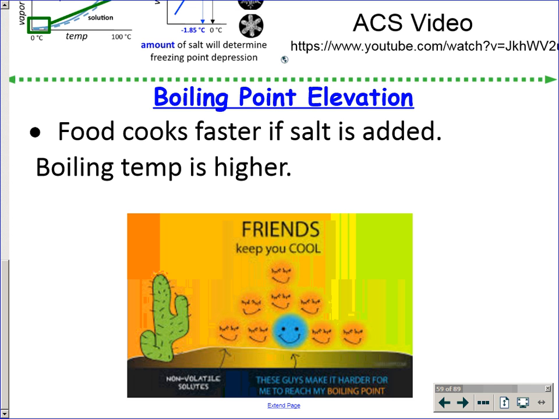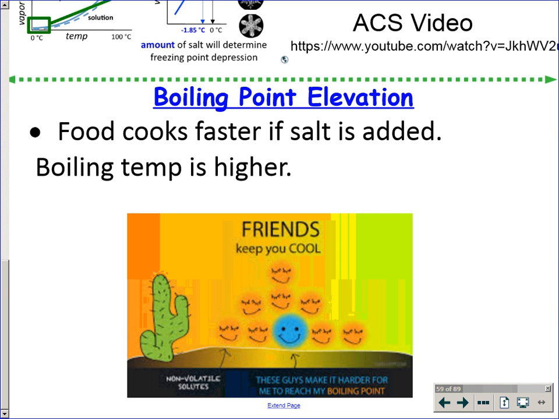Who's ever put salt in their water when cooking spaghetti or noodles or something? Okay, why do you do that? Okay, so to impart some flavor. To increase the boiling point, right? What does water normally boil at? 100. And we want it to boil because that's what spaghetti calls for.